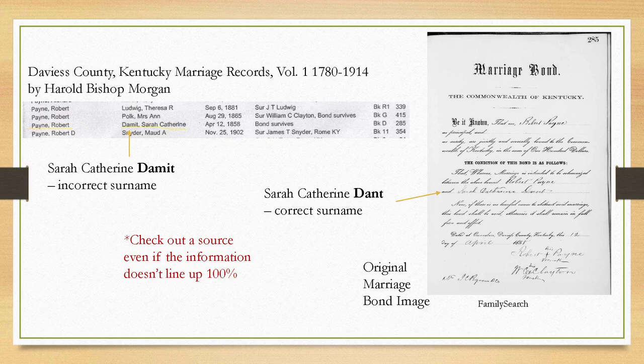But this too, check out the source even if it doesn't line up 100%. Even though that name didn't look like what I thought it should be, I went ahead and looked at it anyway. I mean, the worst that's going to happen is it's not right and then you move on to another one. A lot of genealogy is a process of elimination.